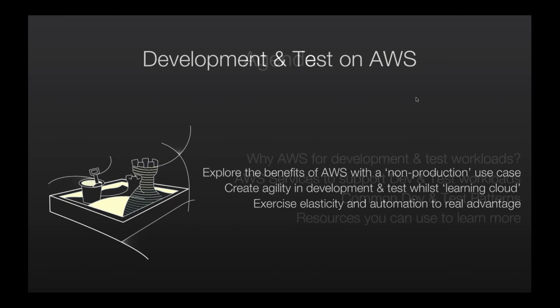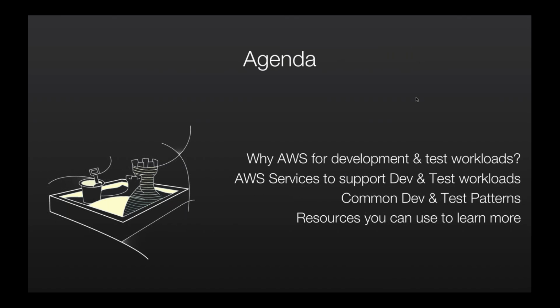So the agenda for today, first we're going to talk about why AWS is a good choice for your development and test workloads. We're going to be talking about which specific AWS services you can use to support your dev and test workloads. And then we're going to cover some common dev and test patterns. So we'll talk about different services such as CloudFormation, CodeBuild, and EC2, VPC, and how these all fit together to allow you to do dev and test on AWS. And we'll point you towards some resources where you can continue to learn about this topic.